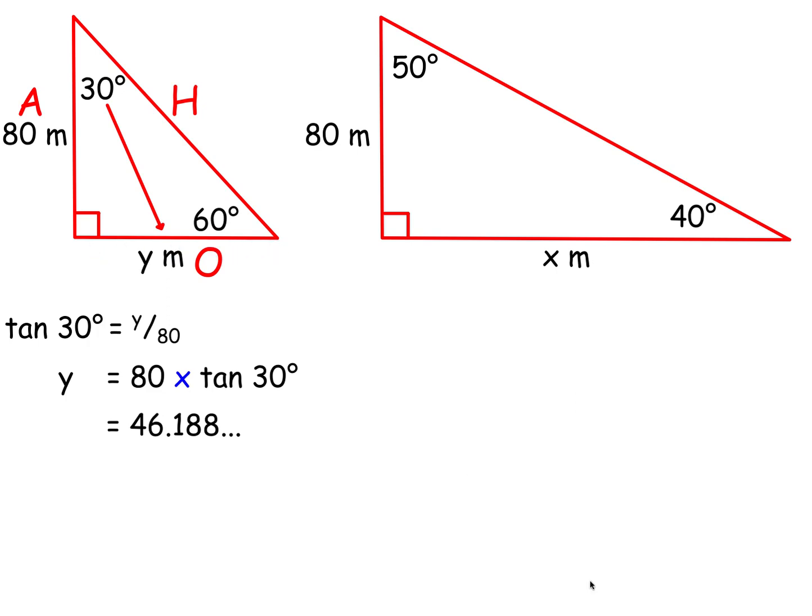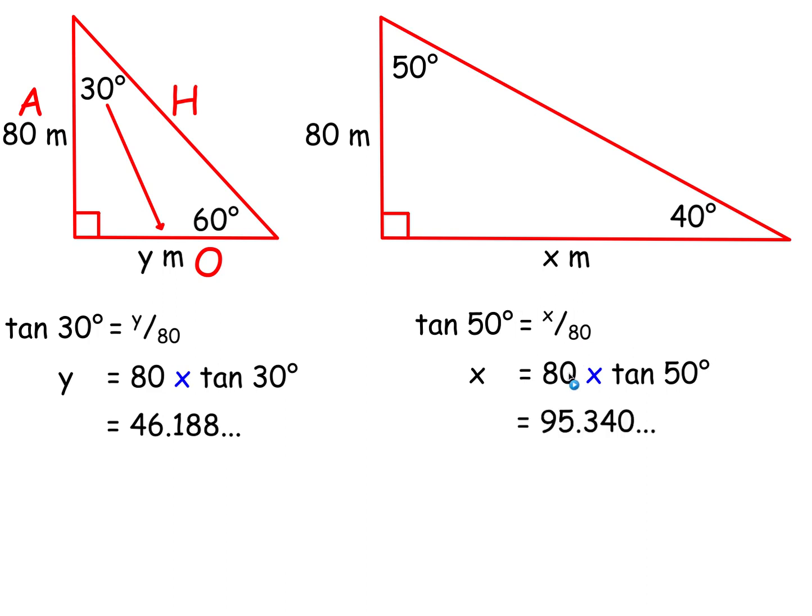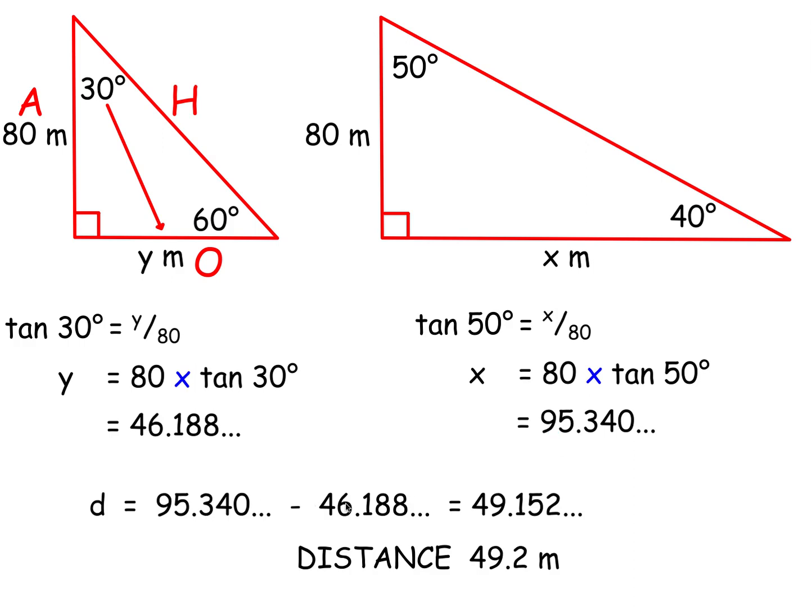Apply the same to the second triangle, and tan 50 is x over 80. Take the 80 up to multiply, get the answer off the calculator and don't round it. That's the distance of the second ship from the base of the cliff. The difference between x and y is how far apart the ships are. Unrounded answers are subtracted. You've got this unrounded answer and it's rounded off to approximately 49.2 metres. So the ships are 49.2 metres apart.